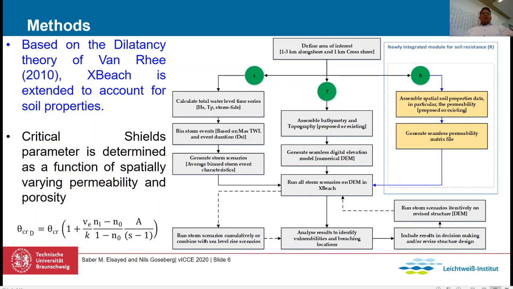So the method of this work is to add an extension of this framework and to implement it in the XBeach model, as we see here in the photo, in order to account for the soil resistance R, so that all soil properties can be mapped and included in the analysis of dune erosion and breaching. In this case, the soil properties can be included based on the dilatancy theory of Van Rijn 2010, which accounts for dilatancy-based erosion at high flow velocity regimes, and it's based on amplifying the critical shield parameter based on the permeability and porosity.